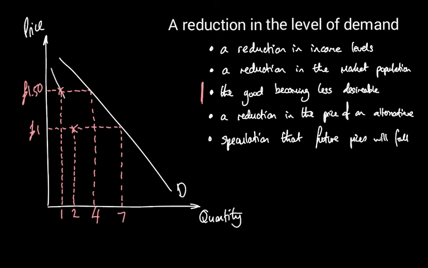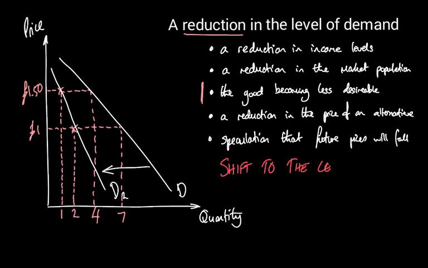So what's happened here is that my demand has shifted to the left. So in this case, the conditions of demand have meant that there is a reduction in the level of demand for one of the 5 reasons listed below, and the effect of that is that there is a shift to the left of demand. And again, if we're being specific, from D to D2.